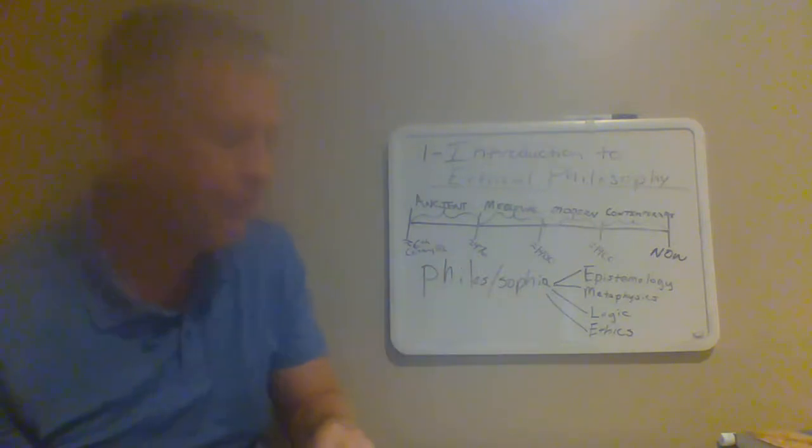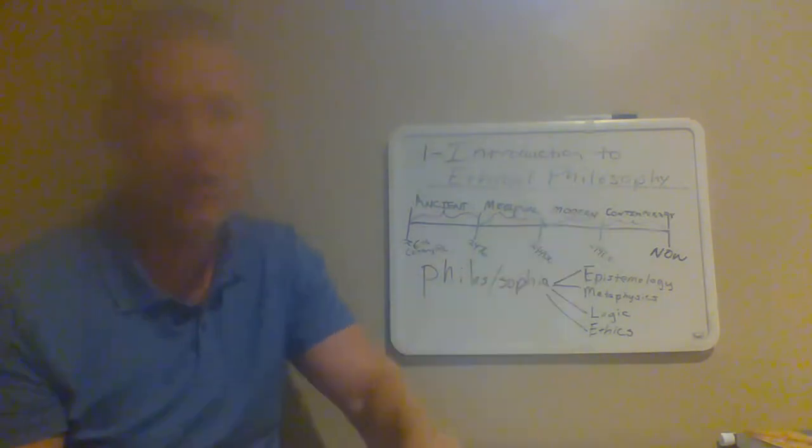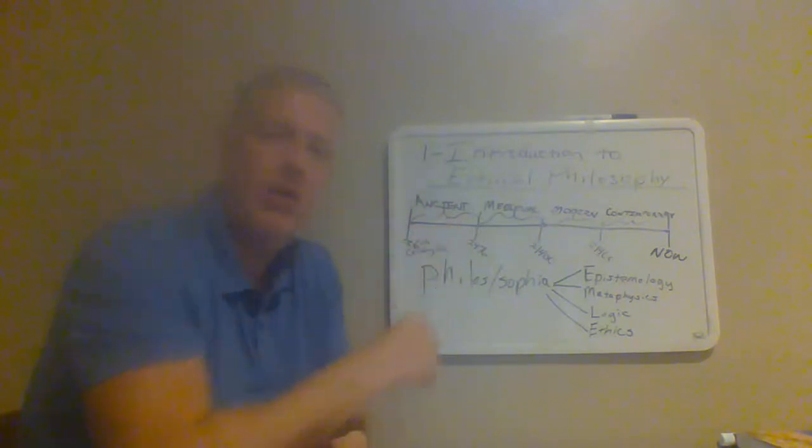So again, what are the different eras? We have the ancient era, the medieval era, the modern era, and the contemporary era. And without further ado, we'll go ahead and talk about the ancient era in more detail.